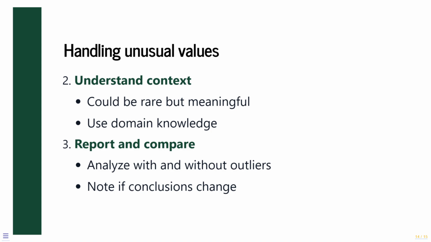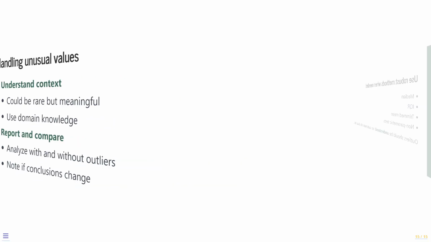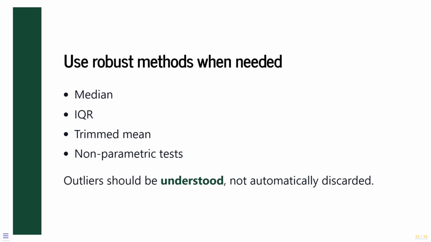Third, report and compare. It is often useful to analyze the data both with and without the outlier to see how much it influences conclusions. If results change dramatically, that should be acknowledged transparently. Finally, when extreme values are present and valid, consider using robust methods, such as the median, IQR, or trimmed mean. Outliers are not automatically bad. They are signals that deserve thoughtful attention and careful interpretation.